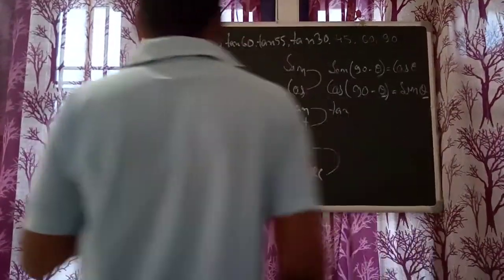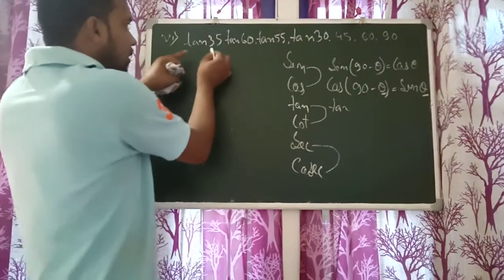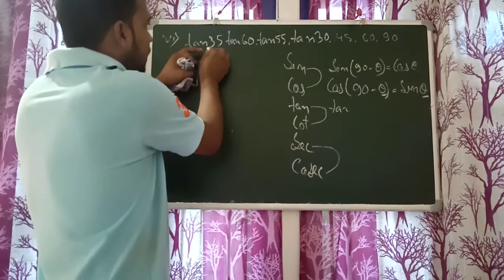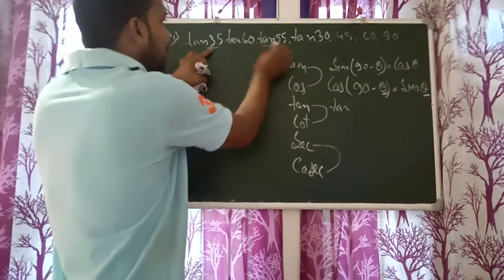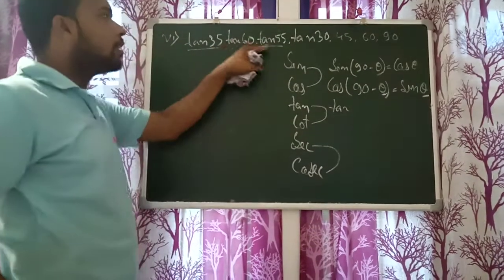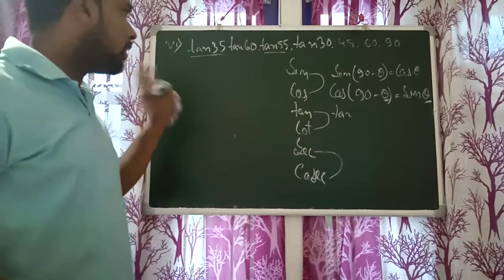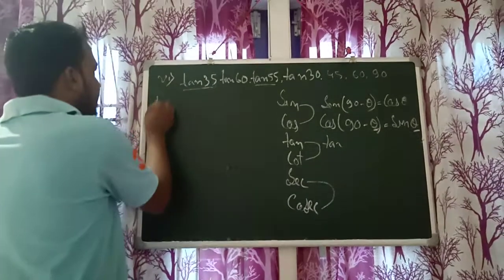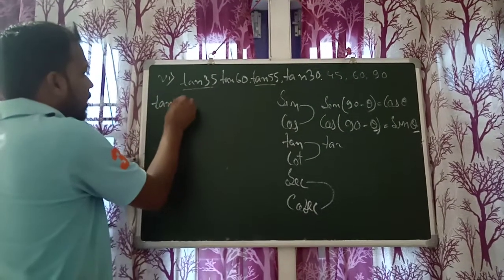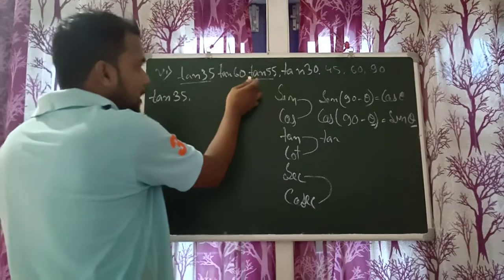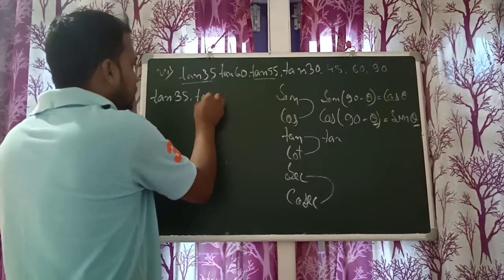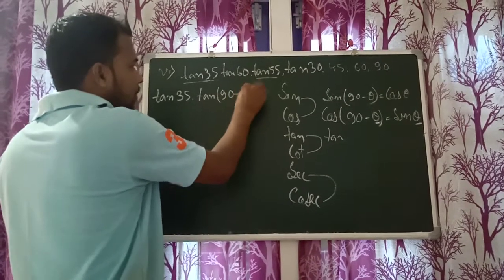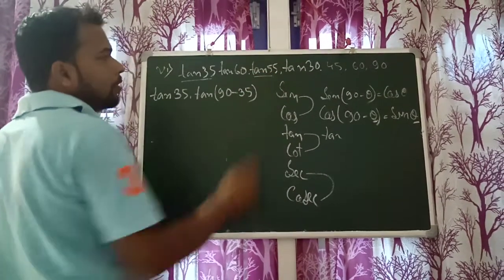Now see here, first 35 plus 60 is more than 90. But 35 plus 55, if you add these two, then it will become 90. Since out of these two you have to change any one, suppose first I am writing tan 35 only. Tan 35 into this tan 55 can be written as tan 90 minus 35. 90 minus 35 is equal to 55 only.